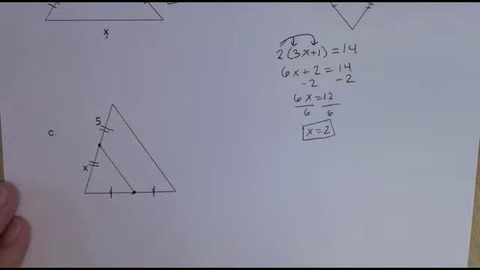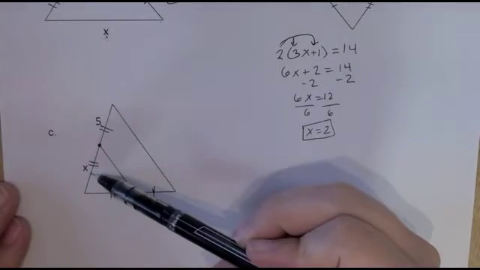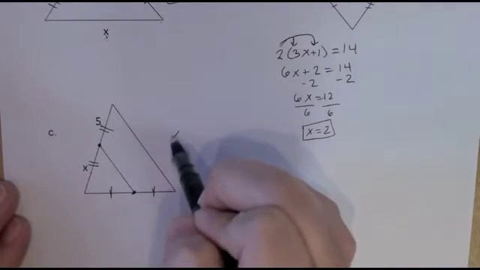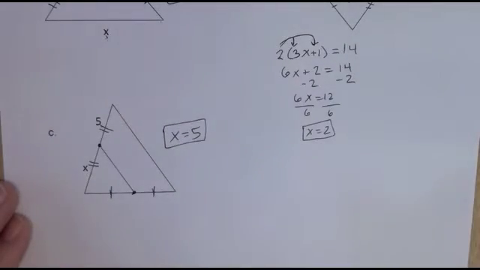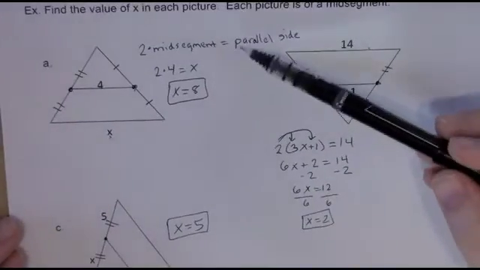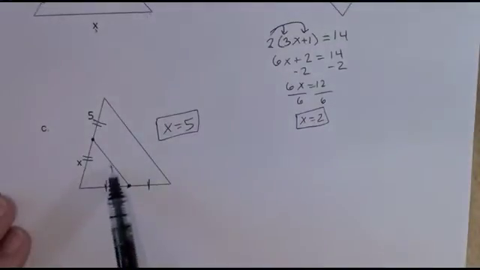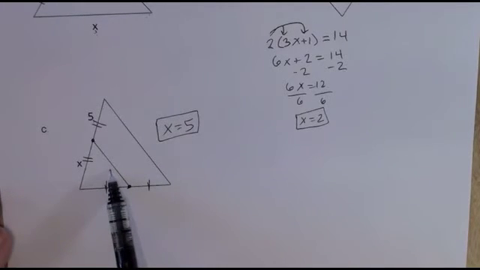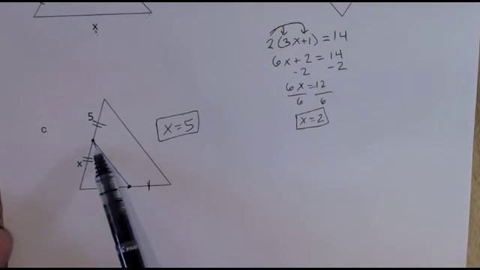Well, if those two pieces are congruent, and this one has a length of 5, then x must be the same value. X equals 5. There's no work to it. You don't have to use this formula, 2 times the midsegment equals the parallel side, because the midsegment is not actually used in this picture. It's the fact that you're recognizing that this is a midpoint, so 5 and x have to be equal.